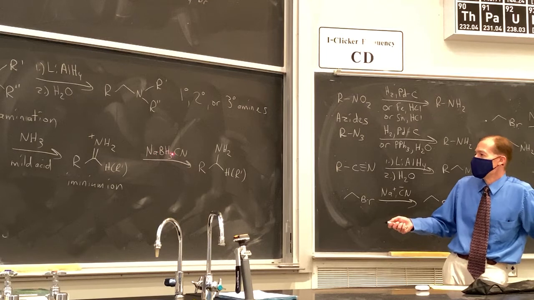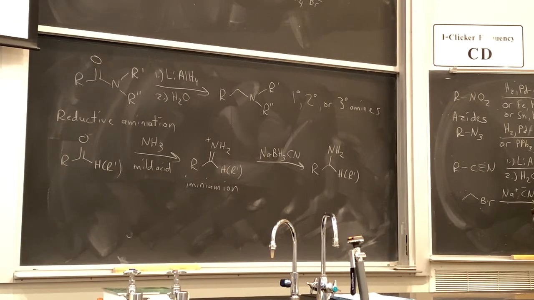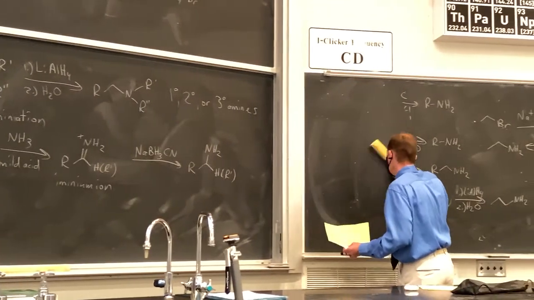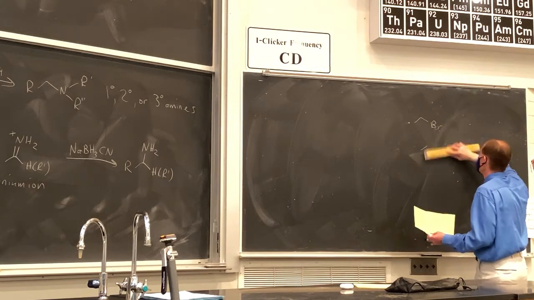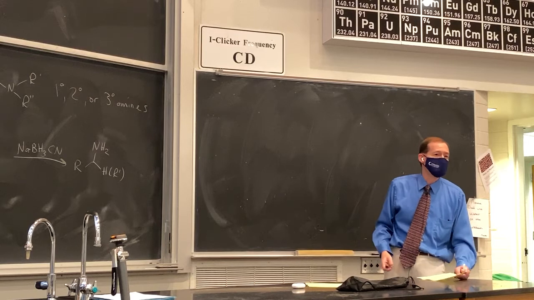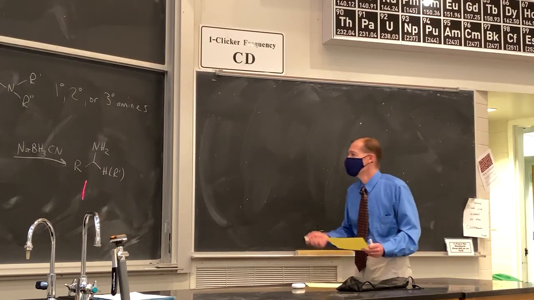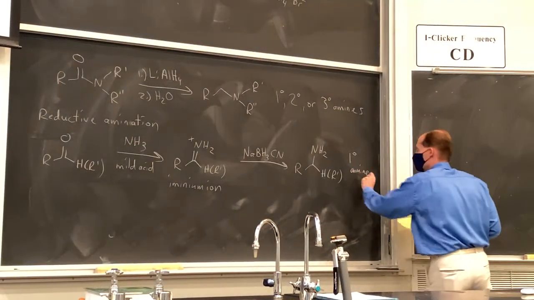So this will not reduce aldehydes or ketones. It will only reduce iminium ions. Iminium ions are more electrophilic than aldehydes or ketones because they have a positive charge. So you can mix sodium cyanoborohydride with an aldehyde or a ketone and an amine. As long as you have mild acid present, you'll get an iminium. The iminium will be reduced. You get your amine. If you use ammonia, you're generating a primary amine in this reaction.